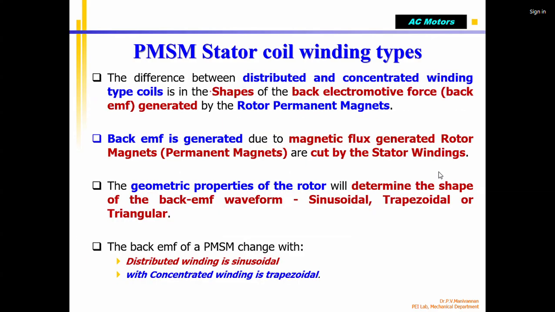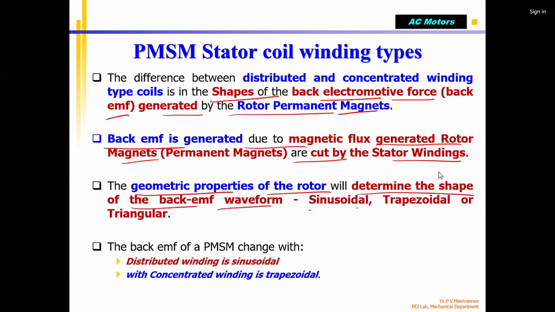The differences between the distributed and concentrated winding type coils are the shapes of the back EMF, the electromagnetic force generated by the field in the air gap between the rotor and the stator, which can be sinusoidal or trapezoidal. Back EMF is generated when the magnetic field from rotor magnets is cut by the stator windings. The geometric properties of the rotor determine the shape of the back EMF waveform. It can be sinusoidal or trapezoidal, sometimes even triangular.